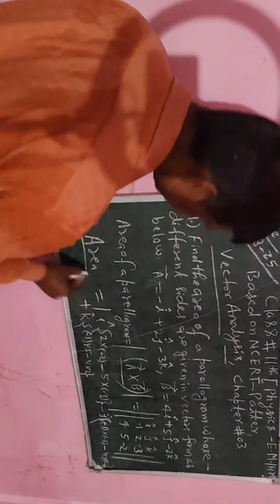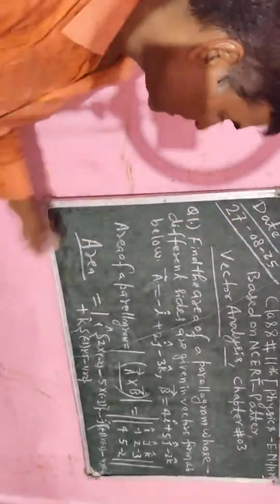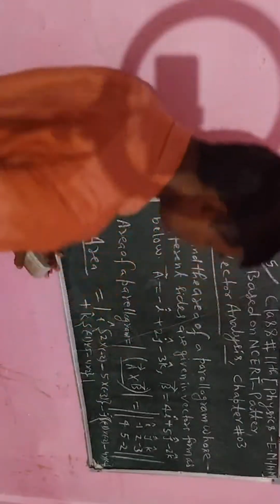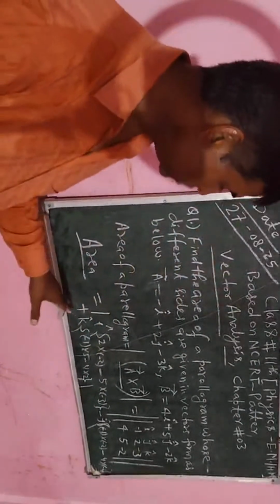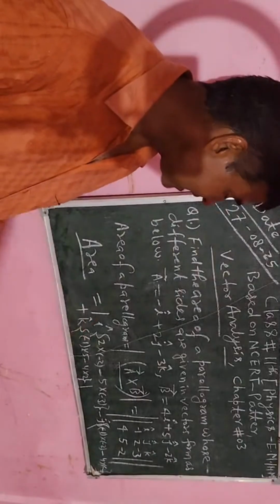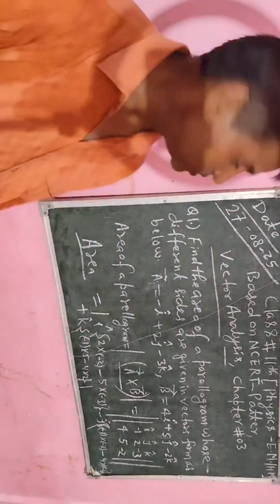By using this concept, I will find the area of the parallelogram. Because I have put the modulus sign here, I will simplify inside the modulus sign and then I will take its modulus. Okay, students.